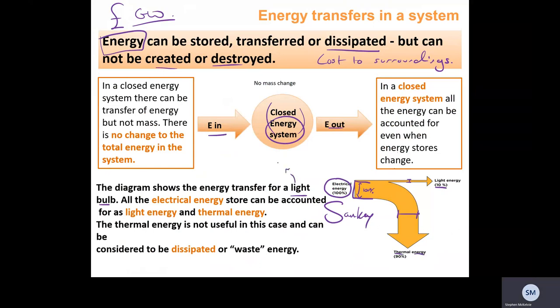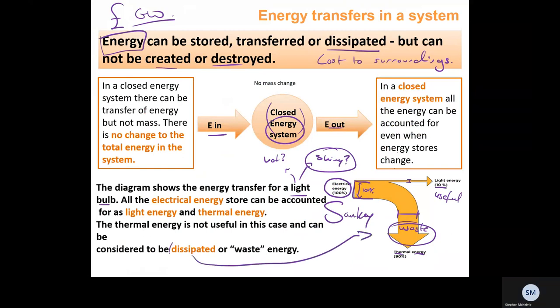Now, do I want my light bulb to be hot or do I want my light bulb to be shiny? Well, it's not called a heating bulb. So really what I want is lots of shininess. I want lots of light coming out of it. We call this energy here useful. This energy here, waste. We say that any energy that goes into the waste column, the waste bit, is dissipated. Energy lost to the surroundings, not used usefully.